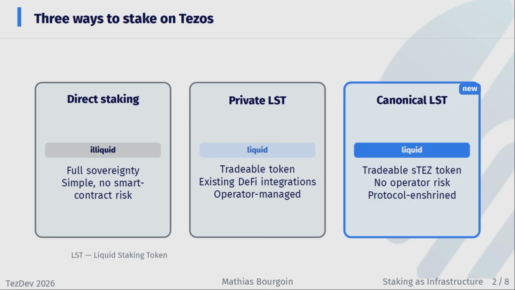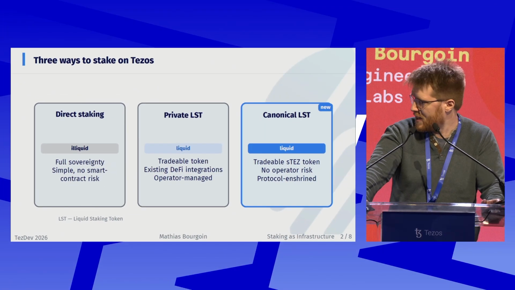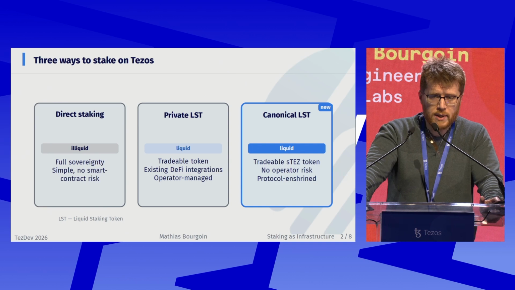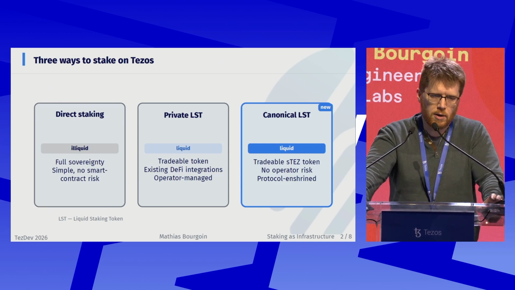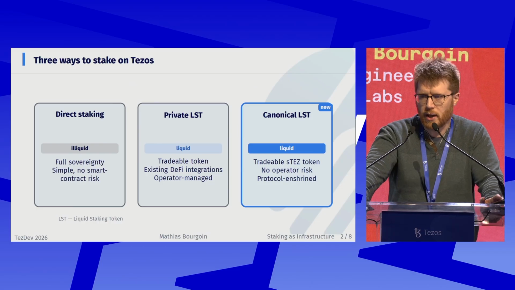And then we have what we propose now, which is a canonical liquid staking token. So it's something that is embedded in the protocol to have liquidity, through a tradable token, the staked Tez, STez, without any operator, without any smart contract running. It's all handled by the protocol and managed directly by the staker.